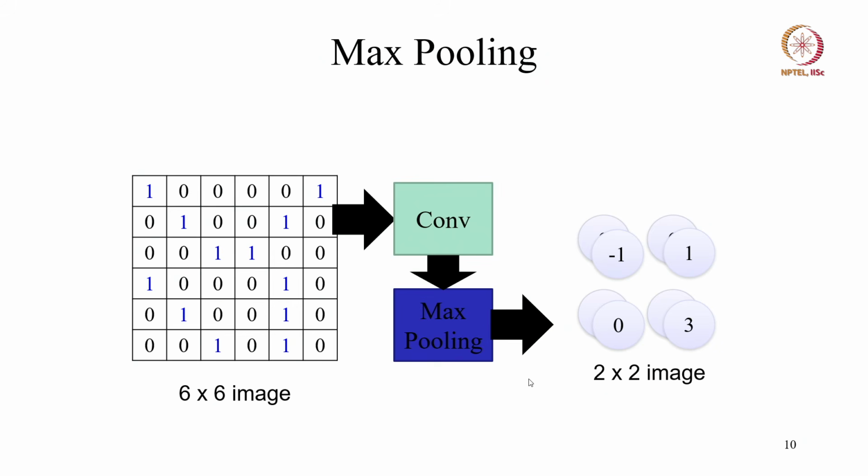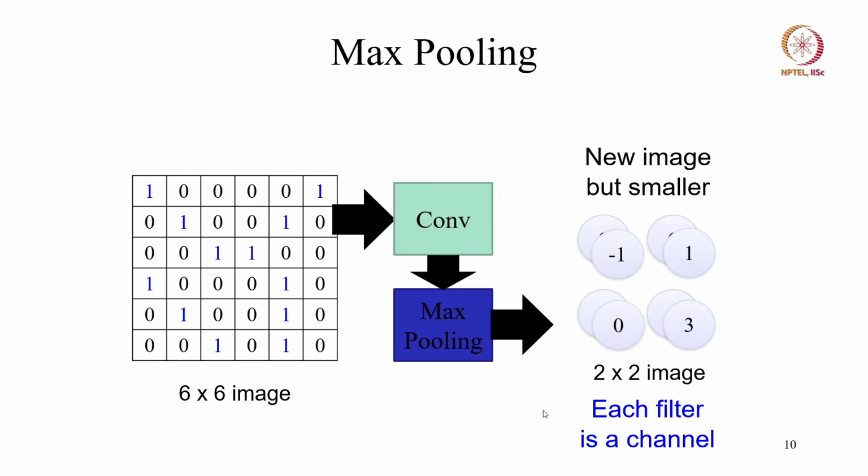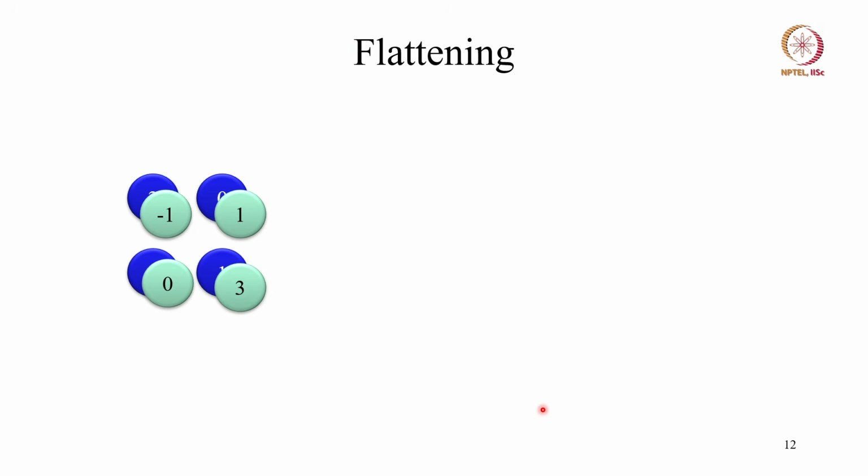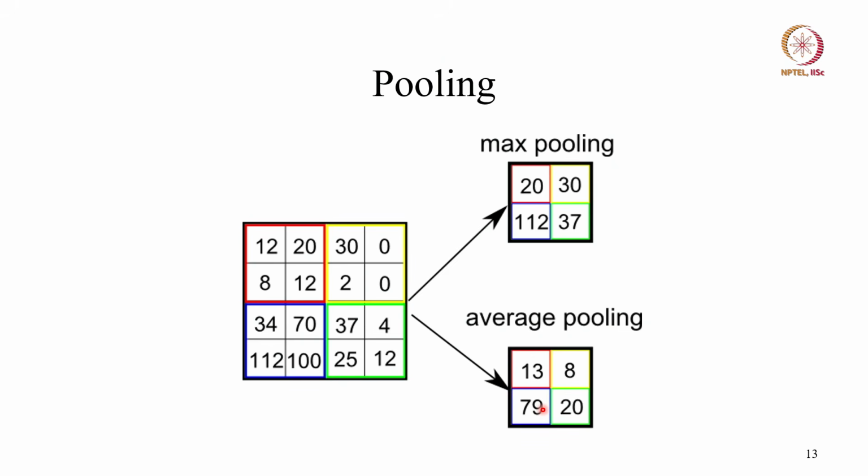There are 2 types of pooling. One is called max pooling, and the other one is average pooling. Let's see what these 2 are basically. You are going to get a new image which is smaller. So let's look at the pooling.